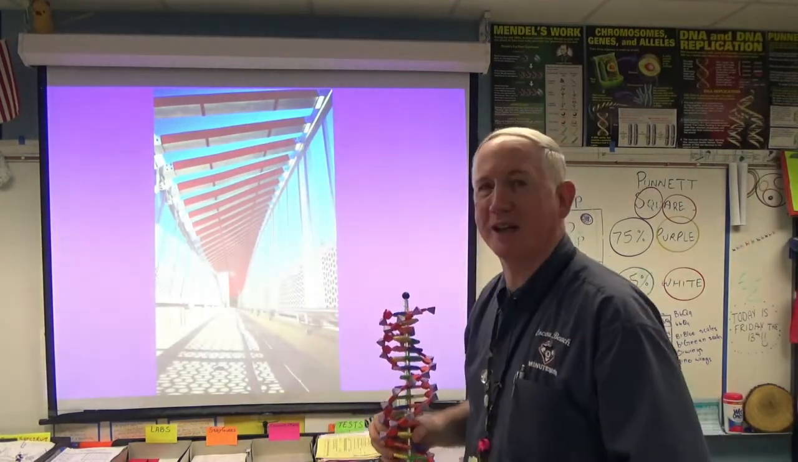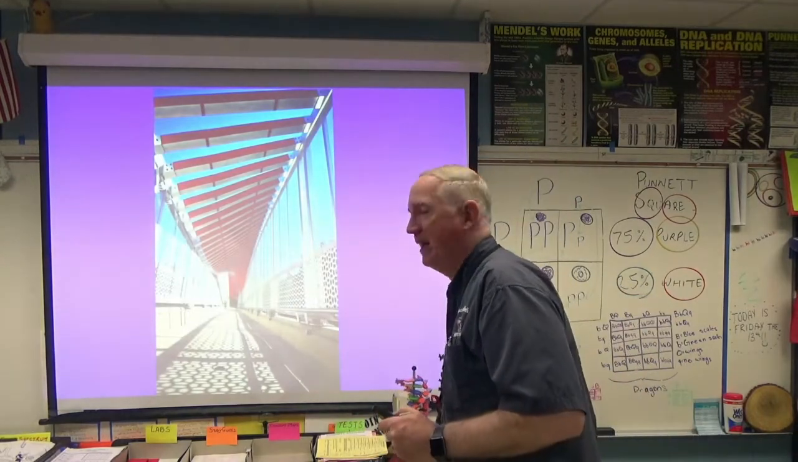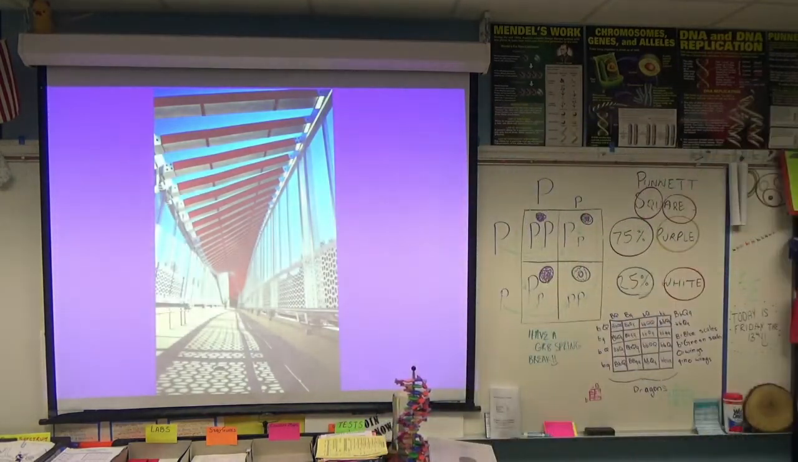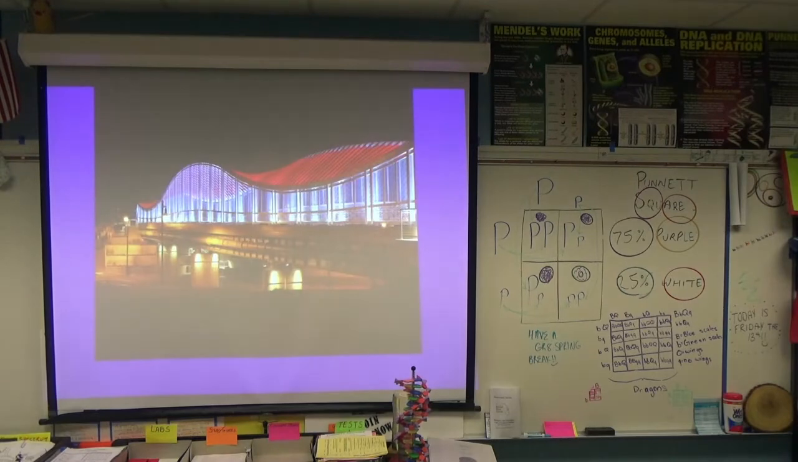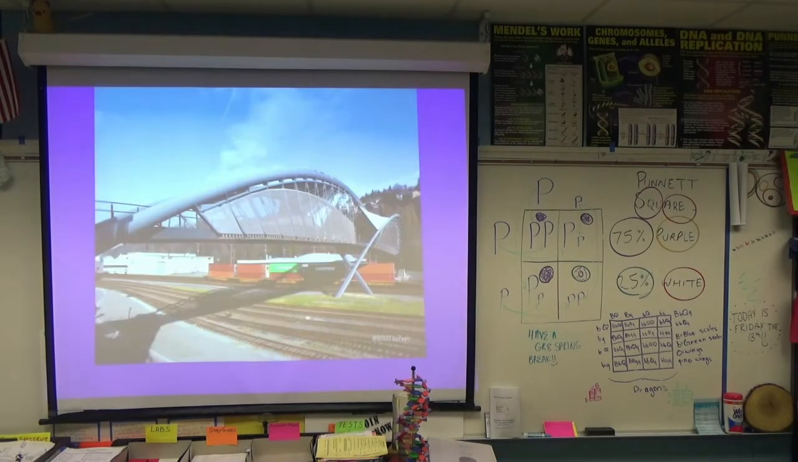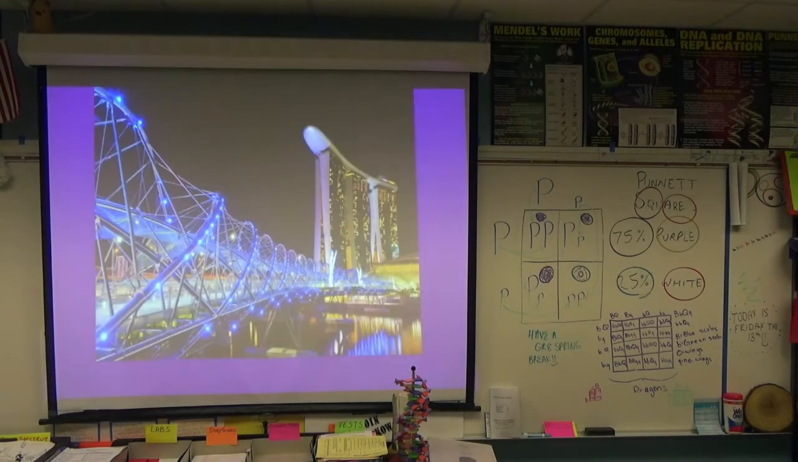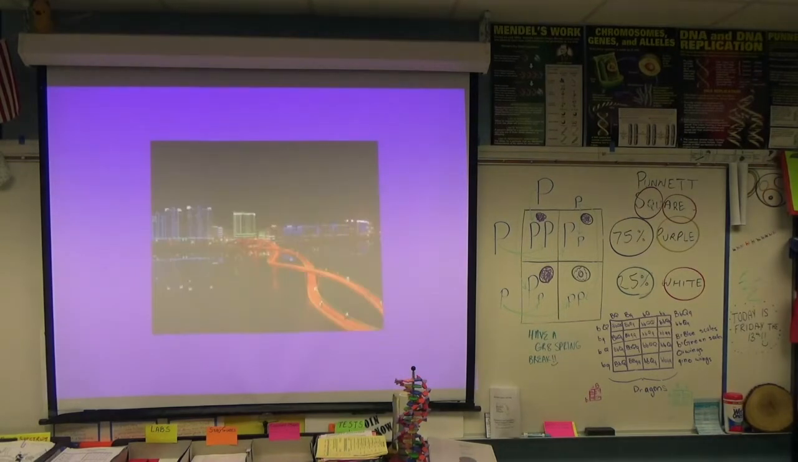This is a bridge in Gainesville, Florida that's made to look like a double helix. And I think that's the same bridge at night. This is another one. People really like this whole DNA thing. And that's got the whole spiral thing happening. That just looks like it would be fun to go across.